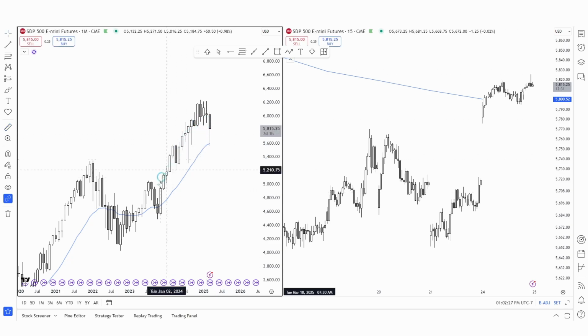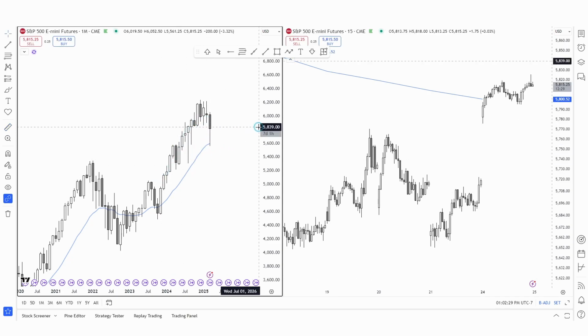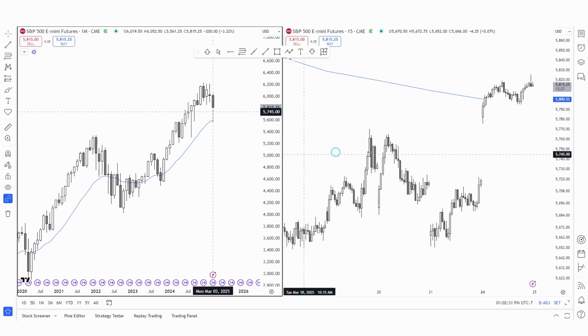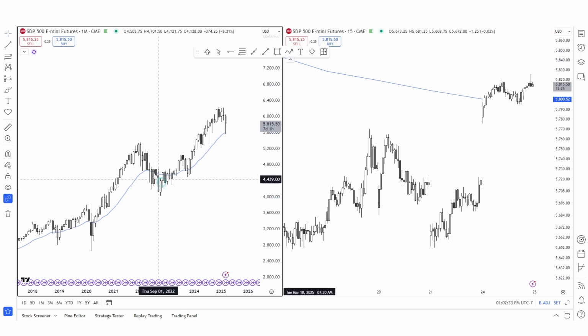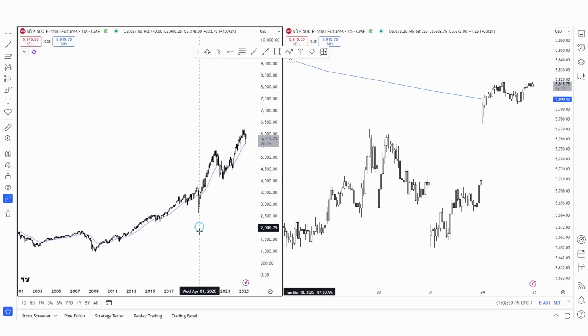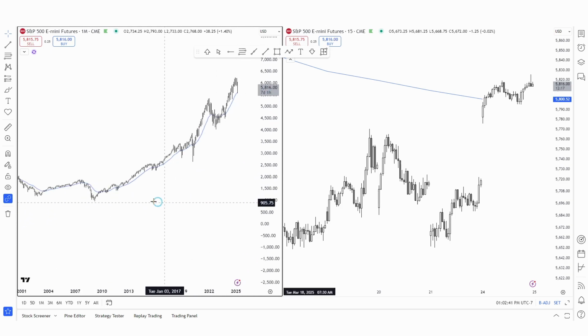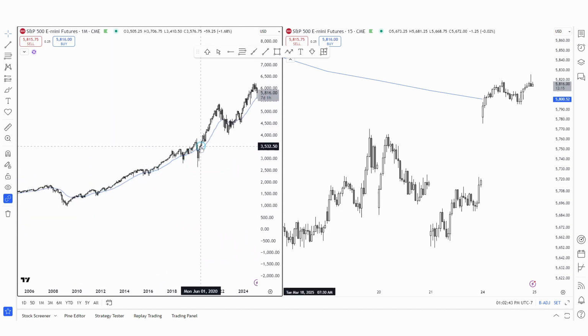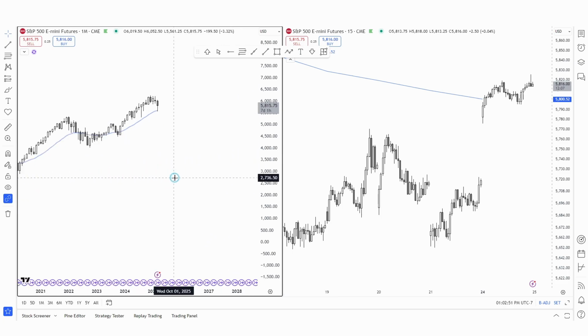So 15 bars above the EMA before we touch the EMA. Usually the first touch is a good buy. Last time we touched the EMA was in October and we rallied. Wow, you can see the volatility really started to pick up around here. Around, what was that, 2020? Yeah, that's when the volatility started to pick up.